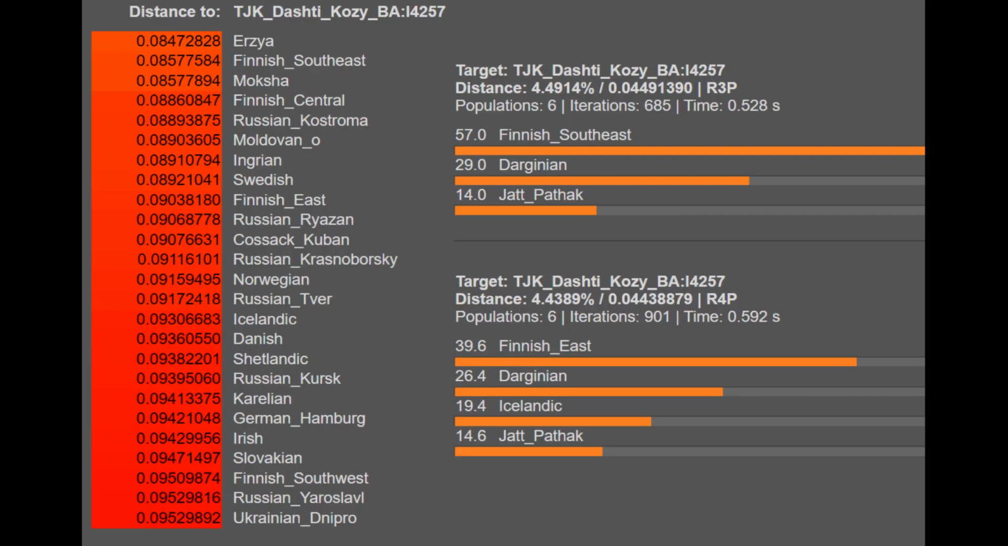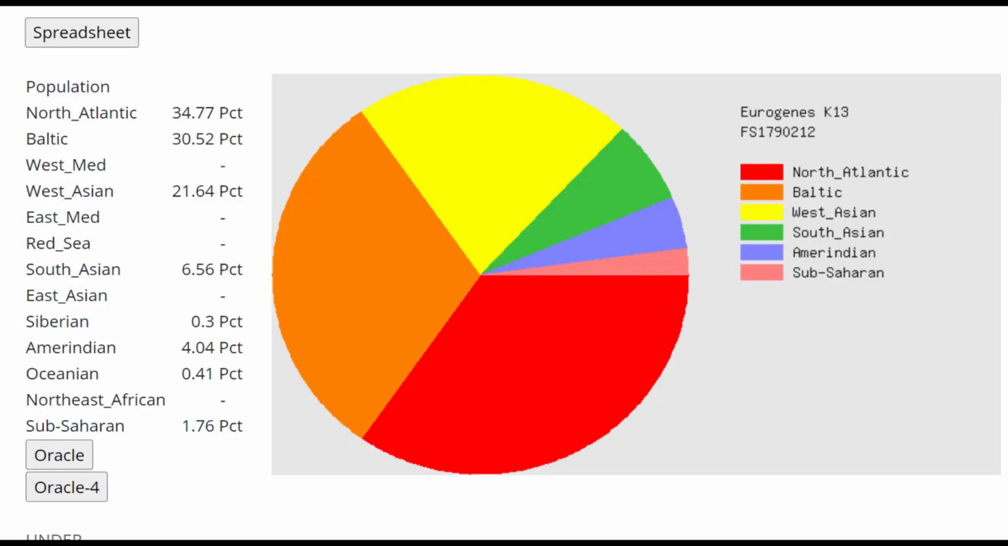Now, as you can instantly see here, this individual is a lot more northern than the previous woman. She's actually closer to various northern Europeans, such as Erzya, Finnish, Moksha, Russians. She is more similar to various northeast Europeans because she's more northern. She doesn't have as much BMAC admixture.